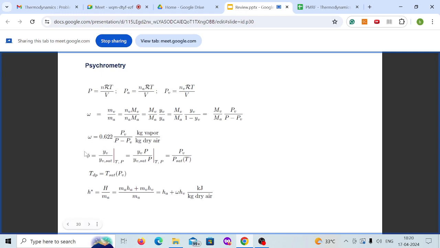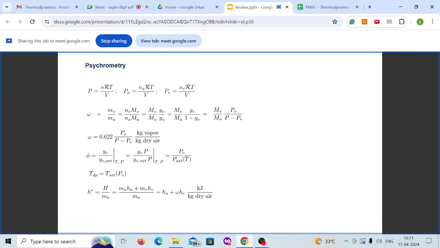Then to know how much more water the air can accommodate, use the degree of saturation or the relative humidity. You can say phi is yv by yv sat, where yv sat is the mole fraction of water vapor present at saturation, and yv is the mole fraction of water vapor present in the moist air. That is given in terms of pressure as Pv by P saturation, where P saturation is the saturation pressure corresponding to the temperature of the moist air.